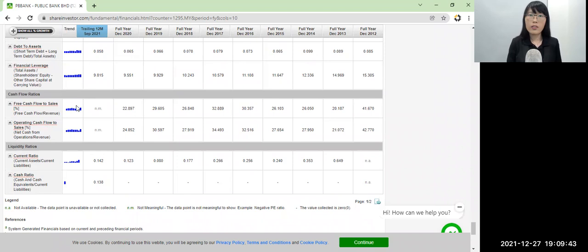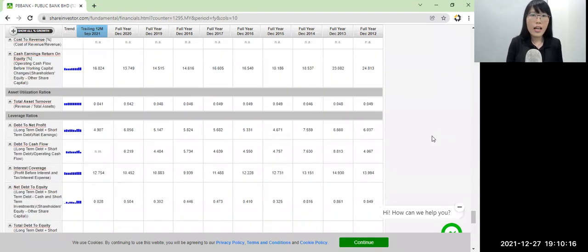If you base on annual report, it only provides us 5 years of data. Okay. But for ShareInvestor WebPro, it can give us 10 years of data. So if you want to make comparison for 10 years of data, you need to subscribe to some software. So in this case, ShareInvestor WebPro give you a very good value by giving you 10 years of data, and it's really worth it.